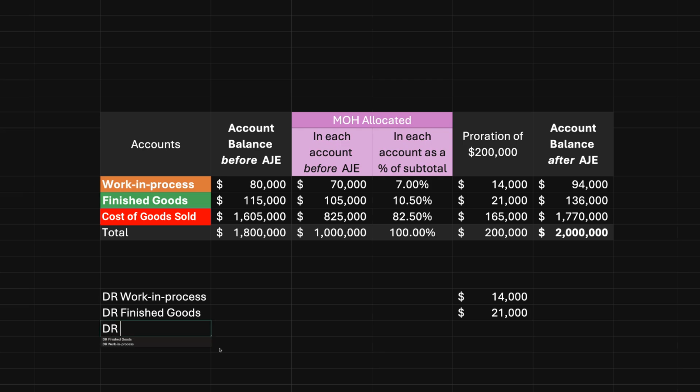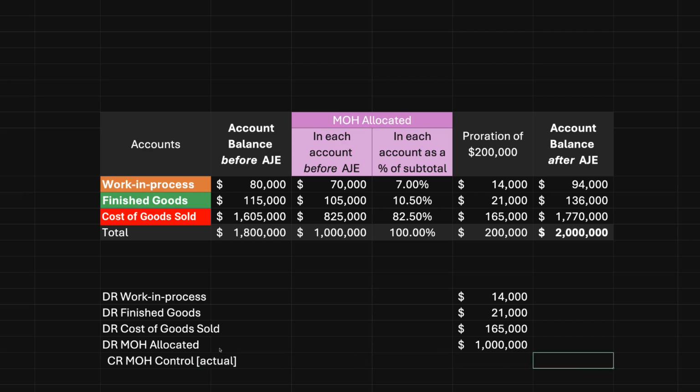And we can debit the cost of goods sold for 165,000. Also, we can debit the manufacturing overhead allocated account, which was $1 million. And then finally, we can credit from the earlier example, the MOH control. Remember, control is just a fancy word for the actual in this case. We could do that for 1.2 million.